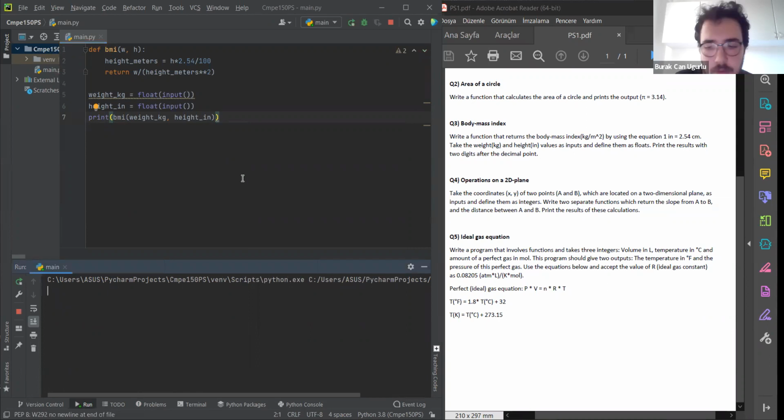We should give first of all the kilograms, for example 80, and 70, and it is given, as you can see, 24.7 blah blah blah. But the question wants us to reduce the number of digits after the decimal point to 2. So it should stop at the second digit. So how can we do this? We are doing this by an operator, just like this.